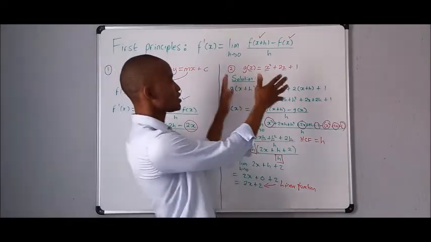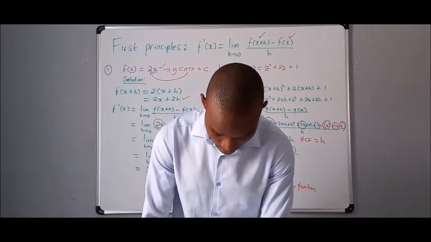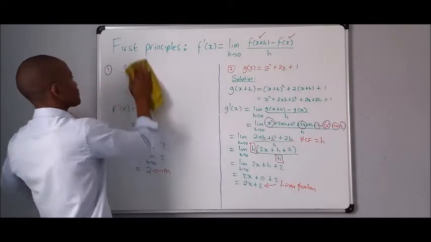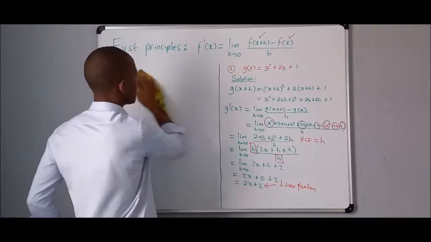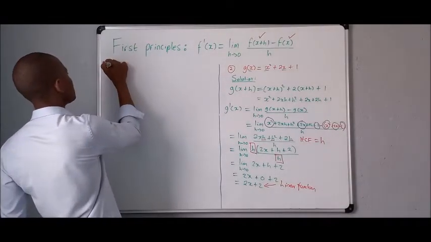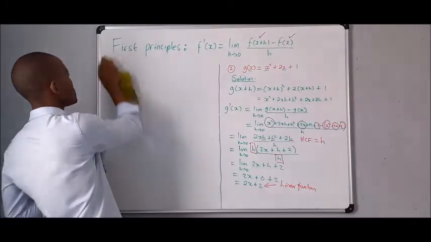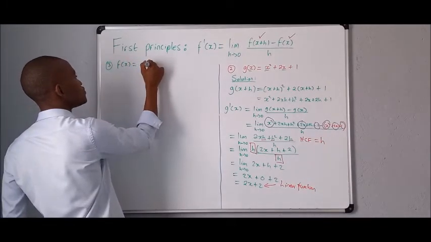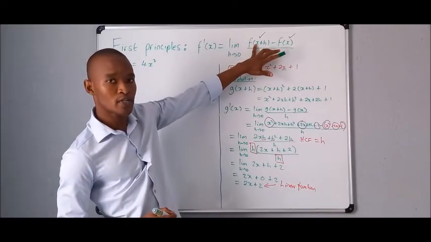Linear function, quadratic function, and I'm now moving on to a cubic function, okay? You find it on page 203. So I'm going to do a cubic function now. Okay. So for this one, we have f of x. Okay. So this is our third example. F of x is equal to 4x cubed. What do we need? We need our expression for x plus h.